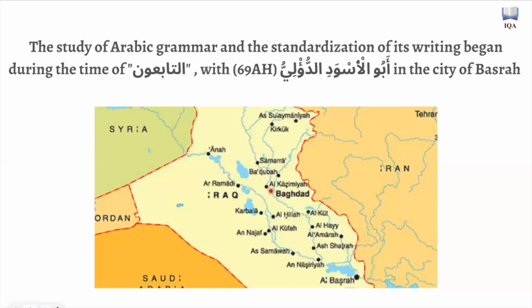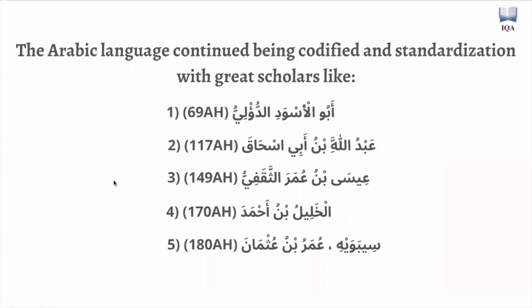They started writing down and codifying the Arabic language, without going into too much detail in terms of the actual anecdotes. So the Arabic language continued being codified and standardized with great scholars like Abu Aswad al-Du'ali, whom I just talked about. We also have Abdullah ibn Abi Ishaq. We also have Isa ibn Umar al-Thaqafi. We also have Khalil ibn Ahmad al-Farahidi.